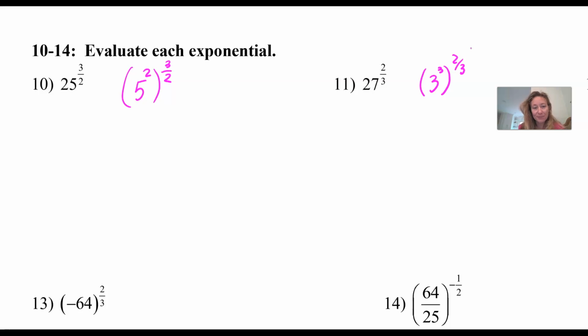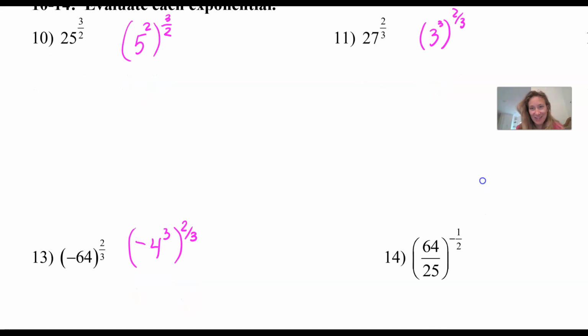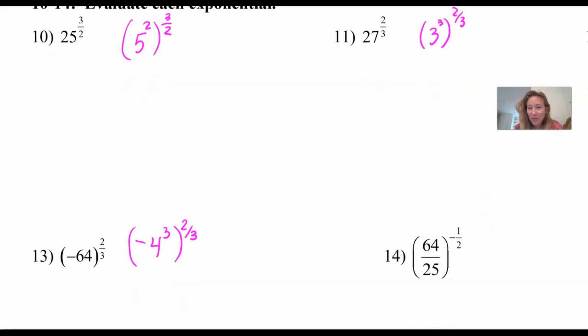-64. I can't write that with an even power or it wouldn't be negative. So I'm actually going to write that as -4 to the 3rd power to the 2/3 instead of writing it as 2 to the 6th power, because 2 to the 6th power would be an even number. And then 64, that one I'm going to write with 2 to the 6th.